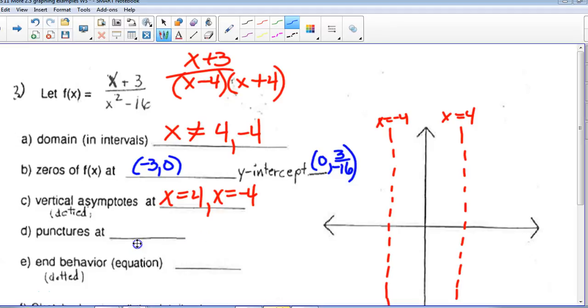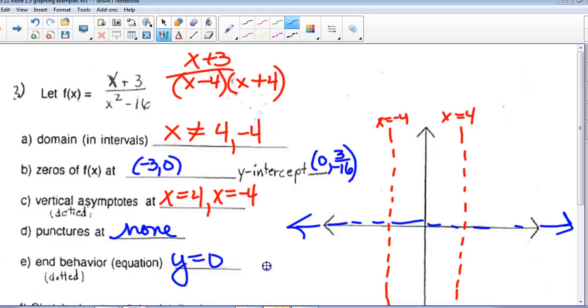Is there a hole, anyone? End behavior. Sam? Y equals 0. Yep, bottom heavy, so y equals 0. Good job. All right, so how many parts does this graph have? 2 vertical asymptotes means there have to be 3 parts to this graph, okay? Something in between, something on the left, something on the right.